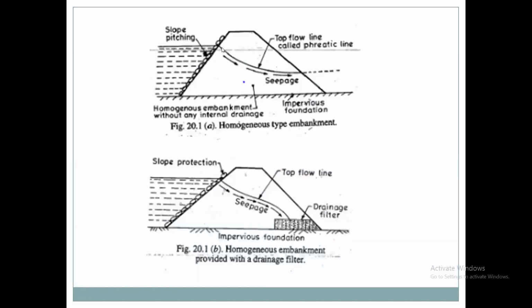This is the diagram which shows the homogeneous type embankment for two cases: when a drainage filter is provided and when it is not provided. This is a diagram of a homogeneous type earthen dam. On the upstream side, slope protection, slope pitching, is provided. The seepage line is shown in the body of the dam. A drainage filter is provided on the downstream side to maintain the flow line. This is the homogeneous type embankment.